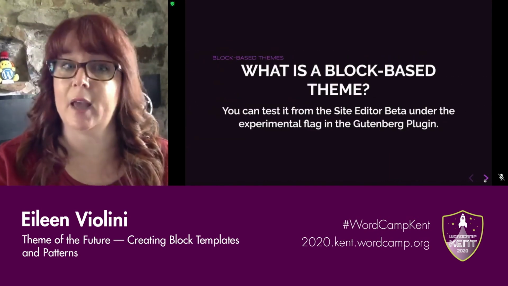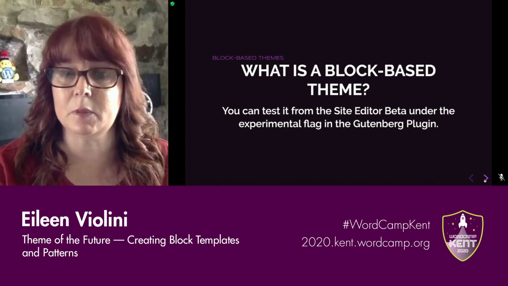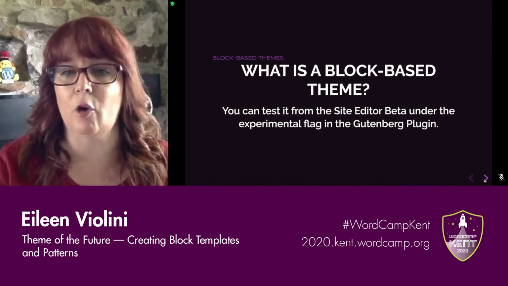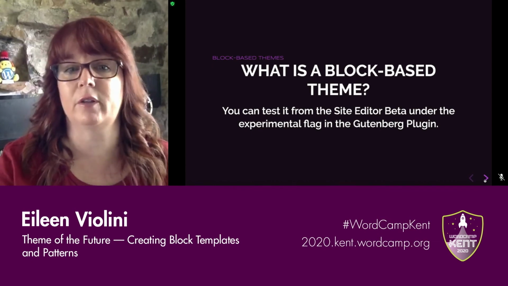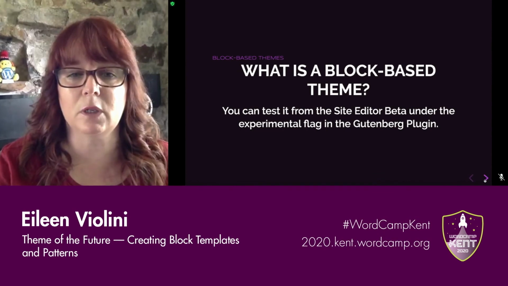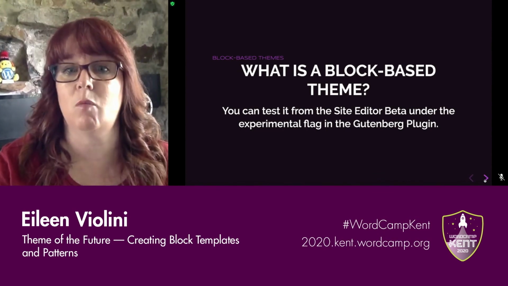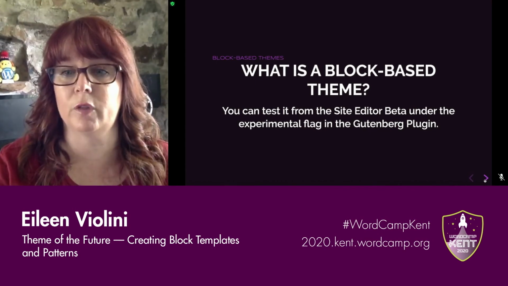If you want to get involved in testing out full site editing and block-based themes, you can do all of that right now by using the Gutenberg plugin and going to the site editor beta. Again, this is under an experimental flag. It shouldn't be used on a production site. Use it in your local development environment and test it out to see what things are going to look like as we start moving towards the next versions.